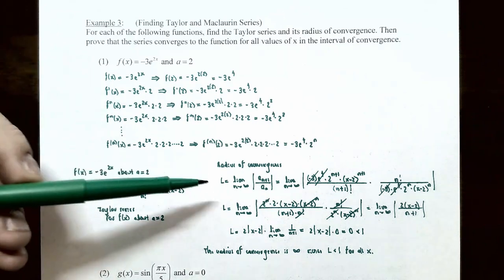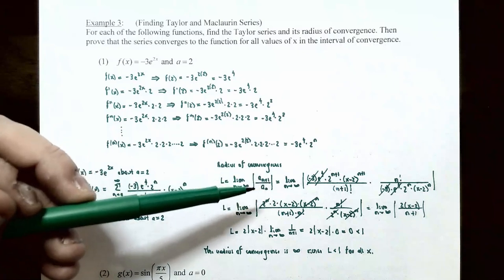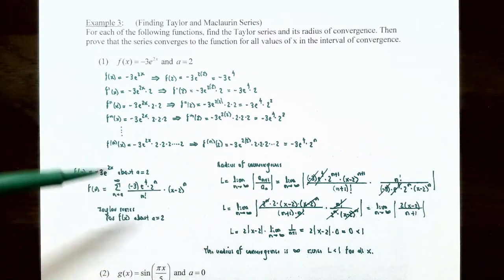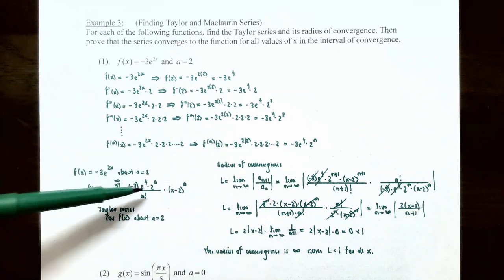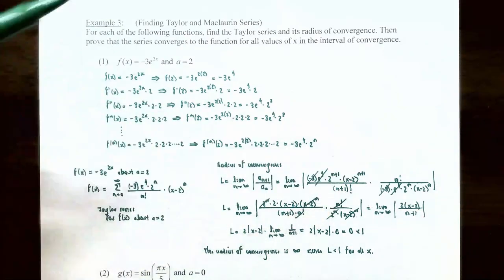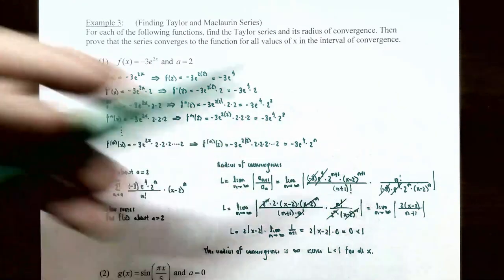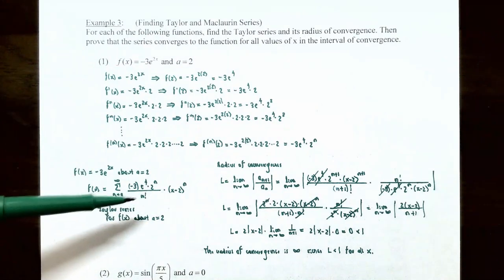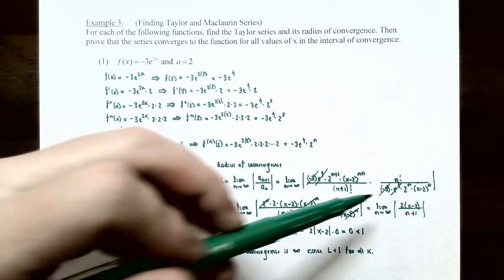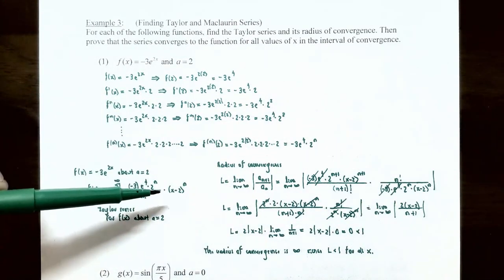So let's call L the limit as n approaches infinity of the absolute value of the n plus first term divided by the nth term. So you have the limit as n approaches infinity of your n plus first term will be negative 3 times e to the 4th times 2 to the n plus 1 power times x minus 2 to the n plus 1 power divided by n plus 1 factorial. Divided by the nth term would be multiplication by the reciprocal of your nth term. It'll be n factorial in the numerator, divided by negative 3 e to the 4th in the denominator, 2 to the n also in the denominator, and then also x minus 2 to the n also in the denominator.